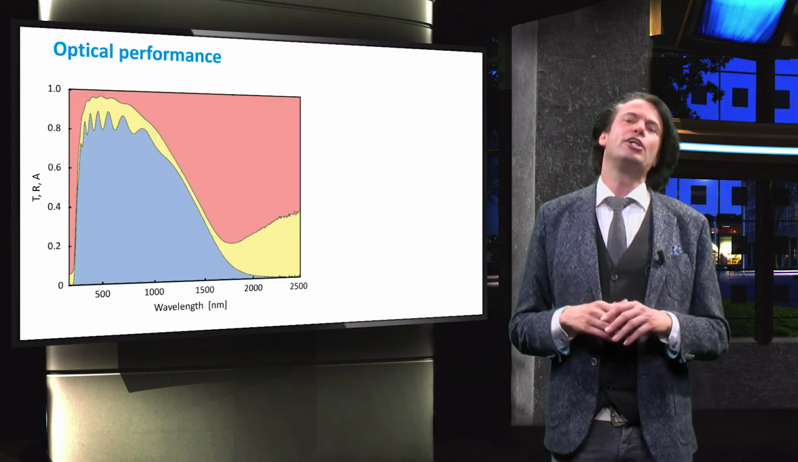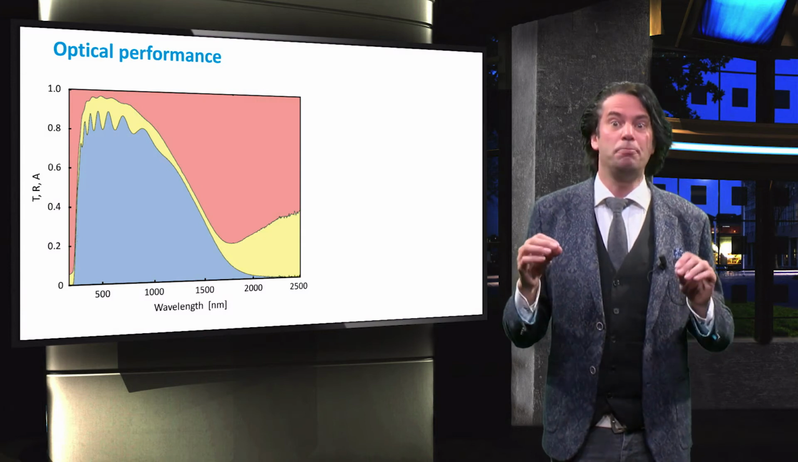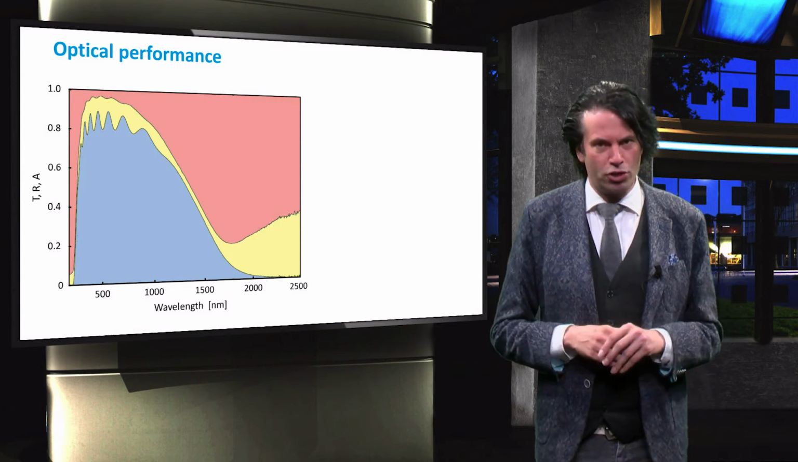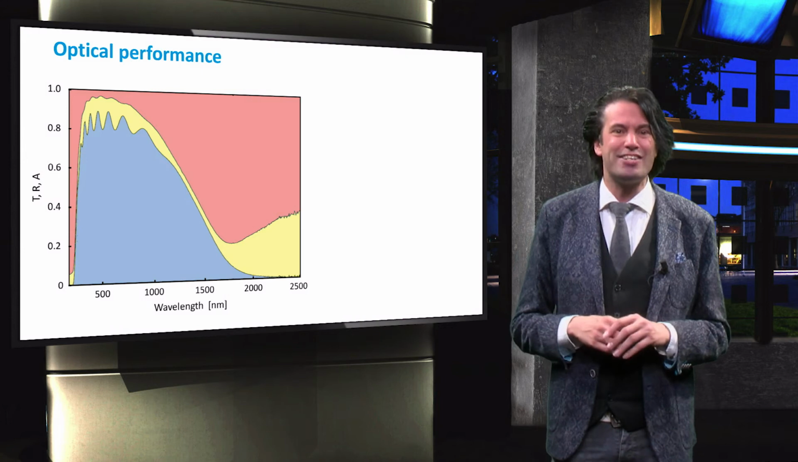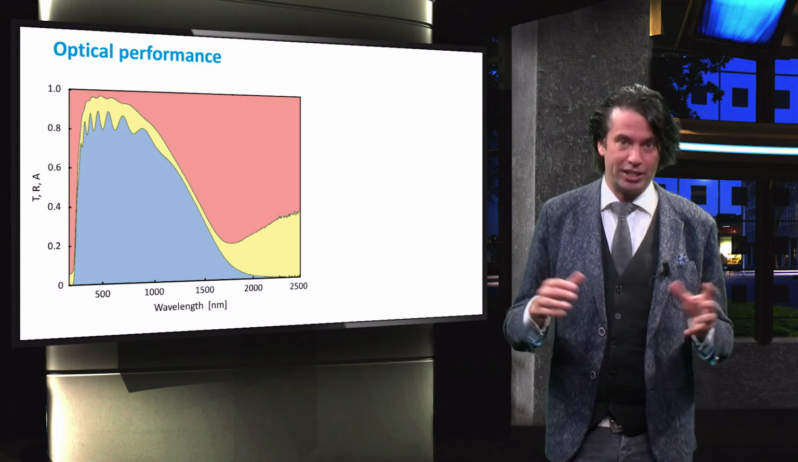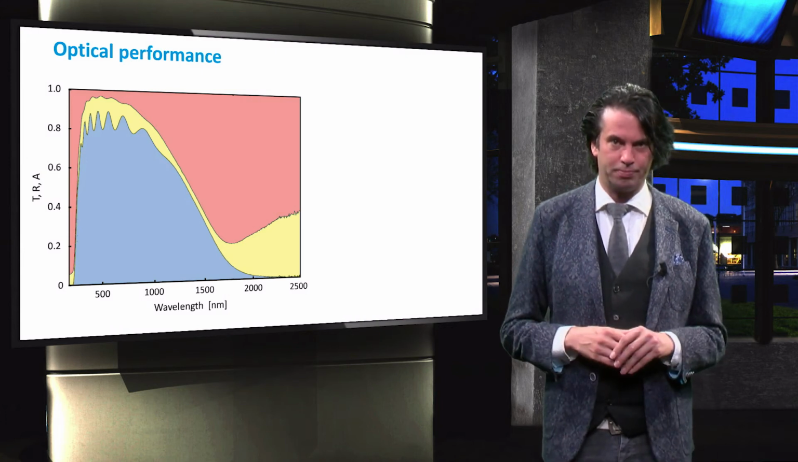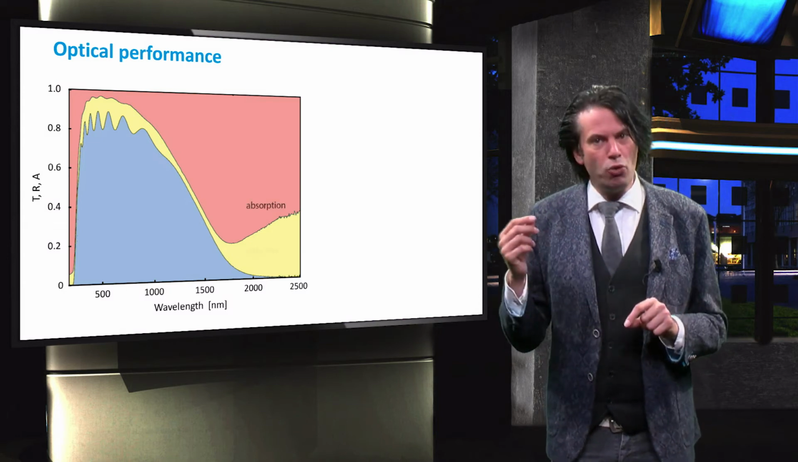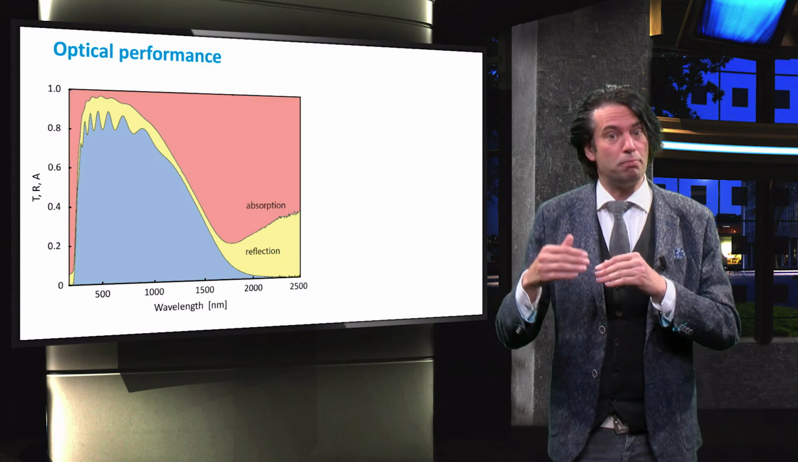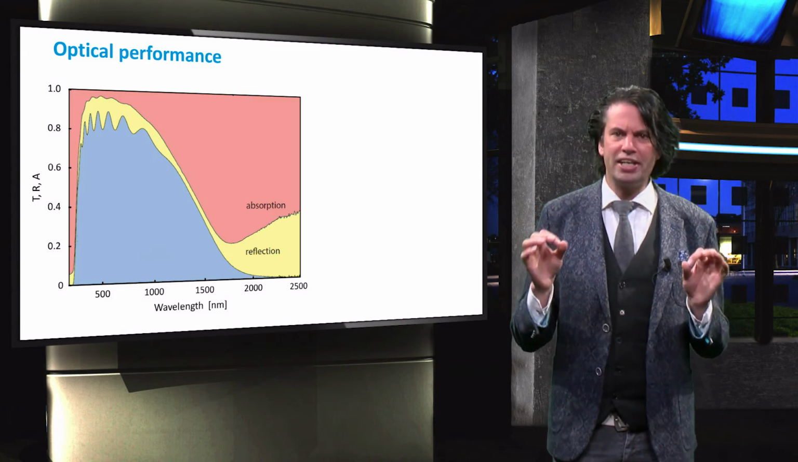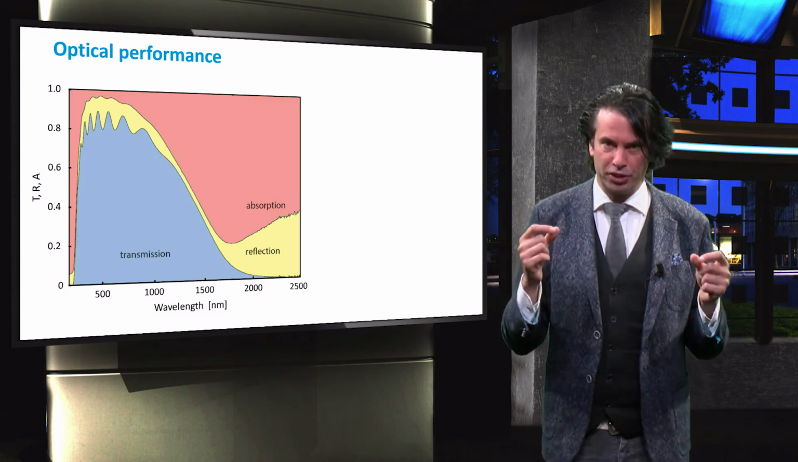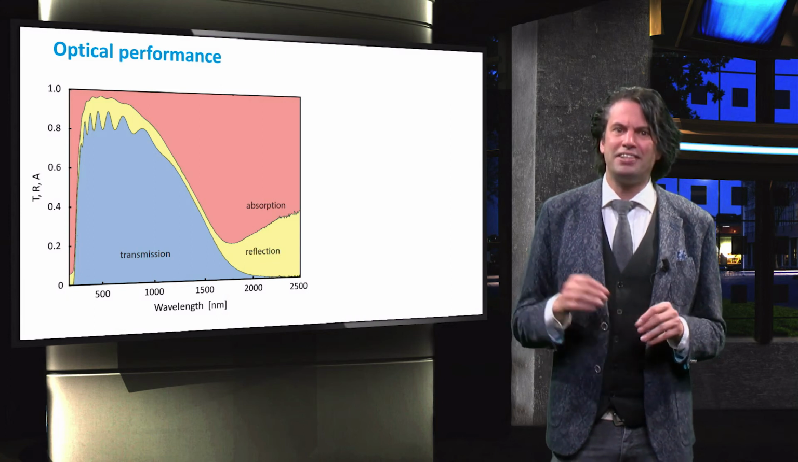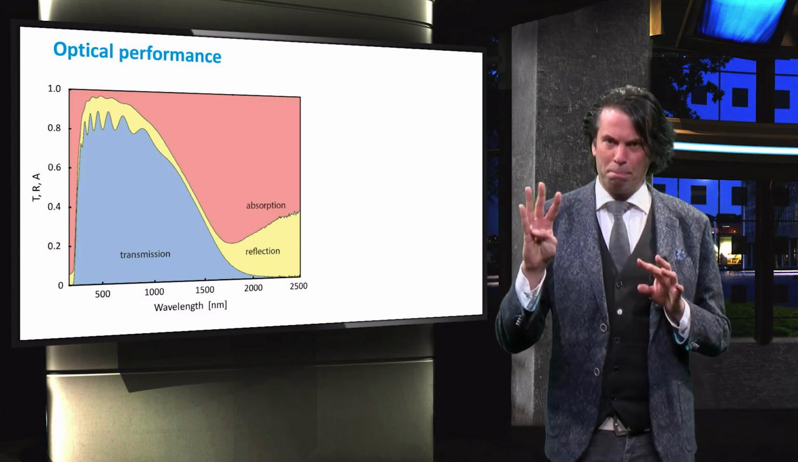Let's look at the TCO material properties in some more detail. Shown here is the optical performance of an aluminum-doped zinc oxide layer with a thickness of 880 nanometers used as front transparent electrode. The red area represents absorption and the yellow area represents the reflection by the layer. Blue indicates the transmission through the TCO. We can divide the spectrum in three parts.